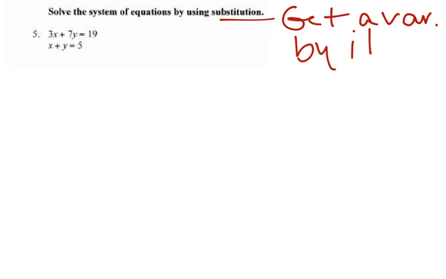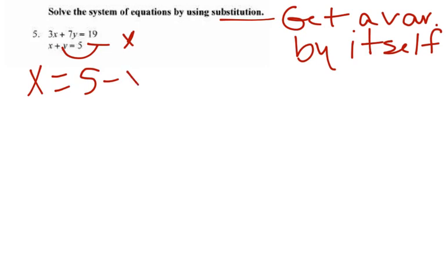This wants you to solve the system of equations using substitution. So you got to get something by itself, okay? Get a variable by itself. It can be either variable, it can be either equation. I'm going to go with the second equation, and I'm going to get x by itself. So that means I'm going to move that y. So x is equal to 5 minus y.